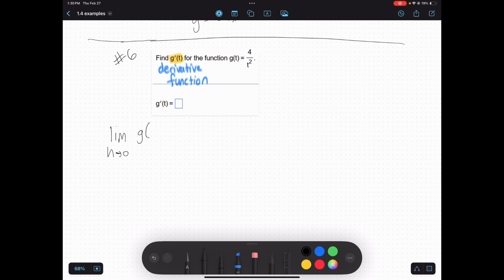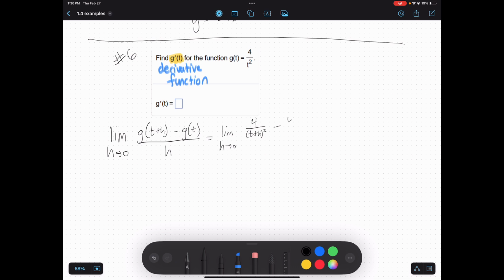My function is g now, so I'm going to use g. So g of t plus h minus g of t all over h. What does g of t plus h look like? Well, that just means I'm plugging t plus h in wherever I see a t. So I end up with 4 over t plus h squared.